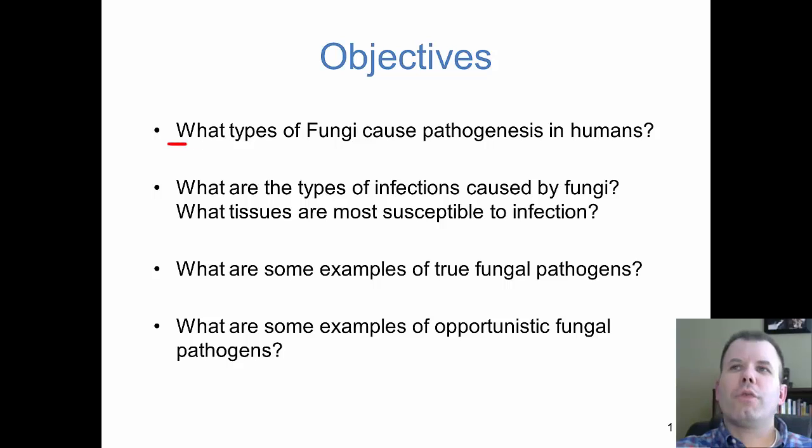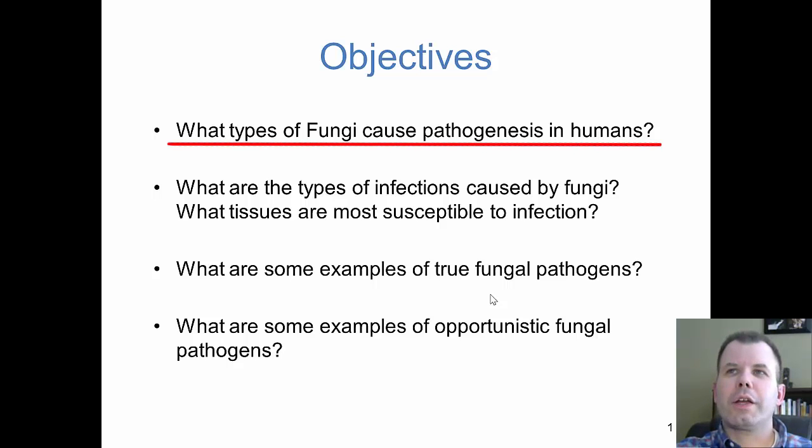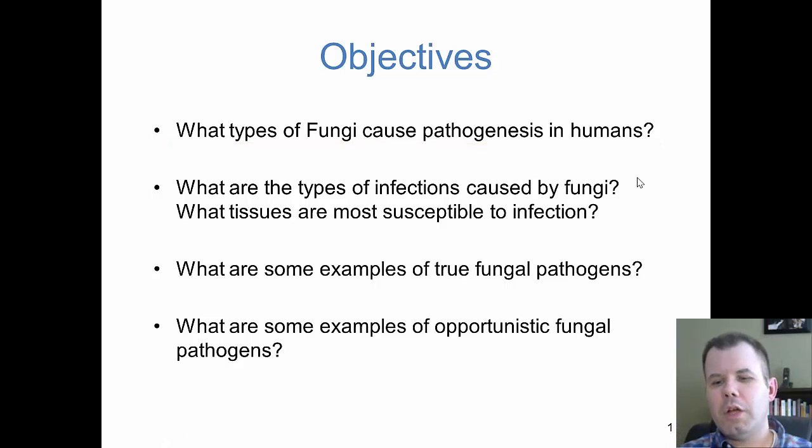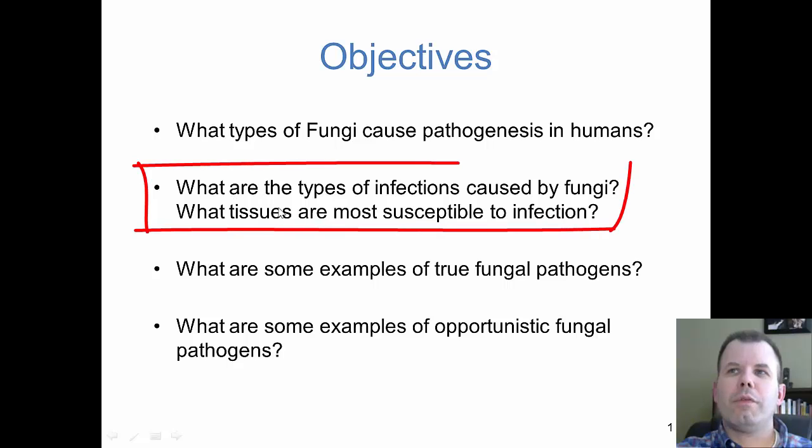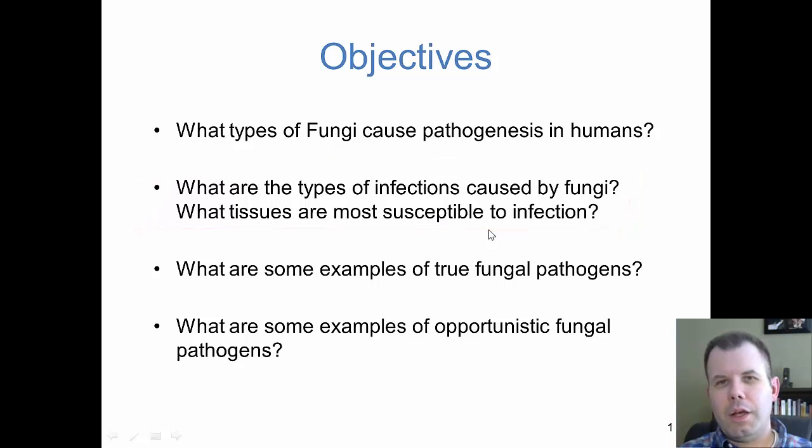Okay. So first we'll talk about what types of fungi cause pathogenesis in humans. We'll look at the different types, and again, the two main types: true pathogens and the opportunistic. And we'll see how those work. Then we'll look at what types of infections are caused by the fungi and what tissues are most susceptible to infection. Again, either the lungs or the skin are primarily the two sources, and really the skin is probably the most common place that you see a fungal infection.